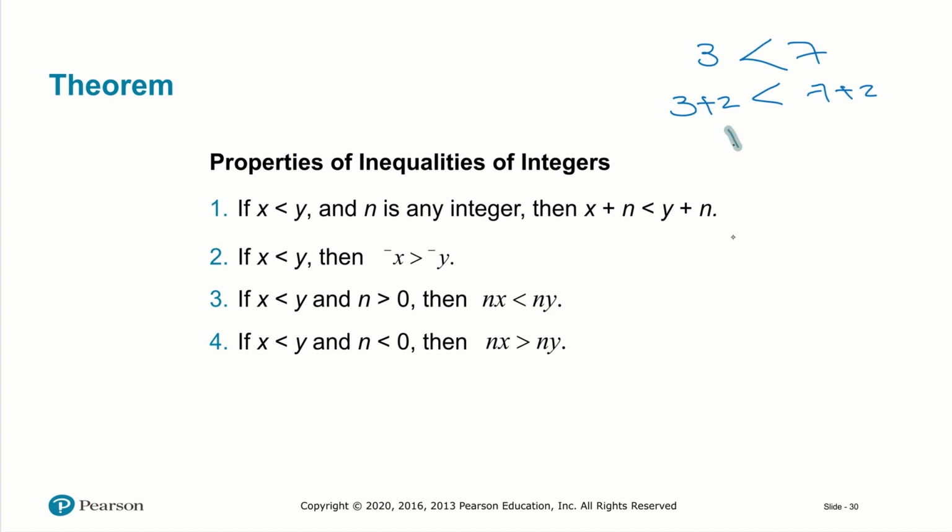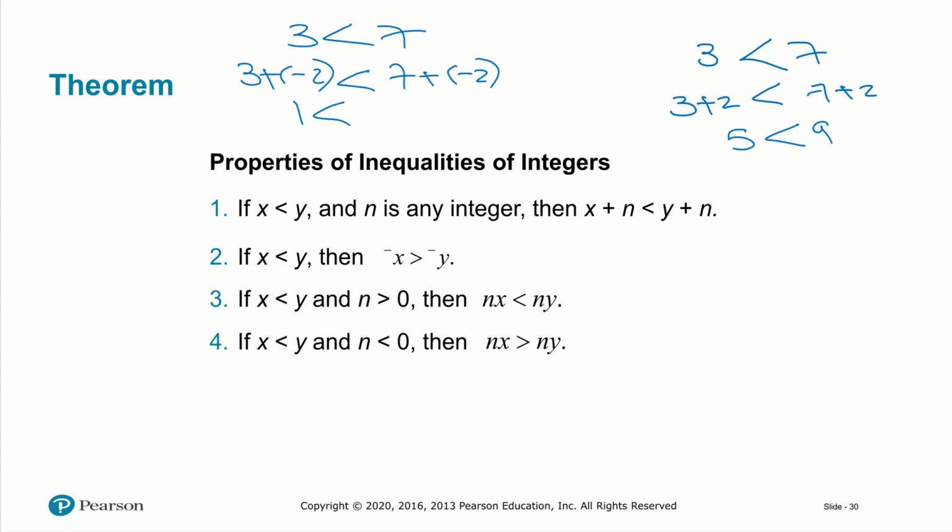So we get 5 is less than 9, okay? Now, you don't have to just add a positive number either. You can add a negative number. So let's say you have 3 is less than 7. Can I do 3 plus negative 2 is less than 7 plus negative 2? Yes, you can do that too, because 3 plus negative 2, that's 3 minus 2, which is 1. 7 plus negative 2, that's 7 minus 2, which is 5. Notice that's still true.